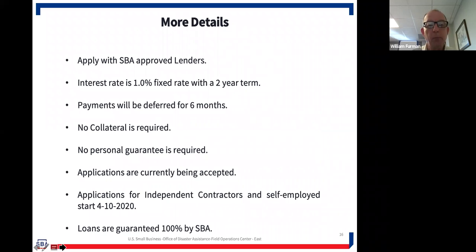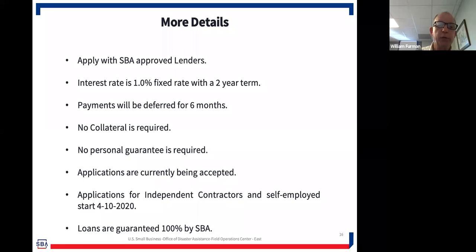Just a few more details. You do have to apply through SBA lenders. The interest rate on this particular loan is 1% fixed with a 2-year term. Every business is different. EIDL may be better for some businesses because it is a low interest rate and amortized up to 30 years. Even though this may be totally forgiven, it is focused just on payroll. It depends on your business, what your expenses are, whether you're heavy into employees or there may be other expenses, working capital that is really expensive. So you just have to determine what is best for your business.